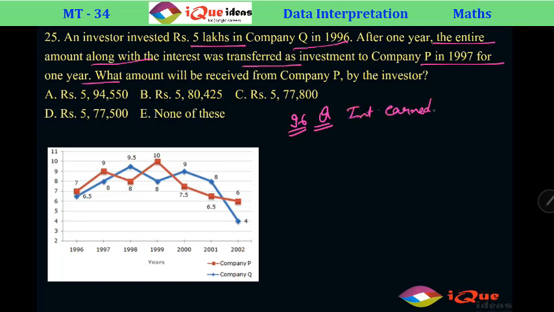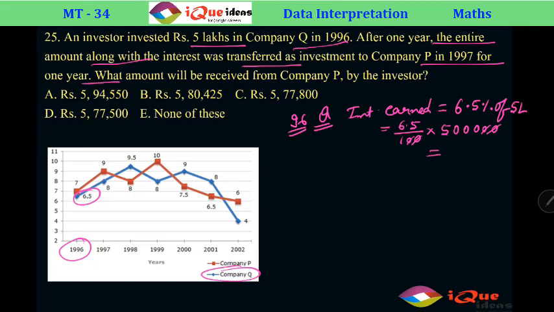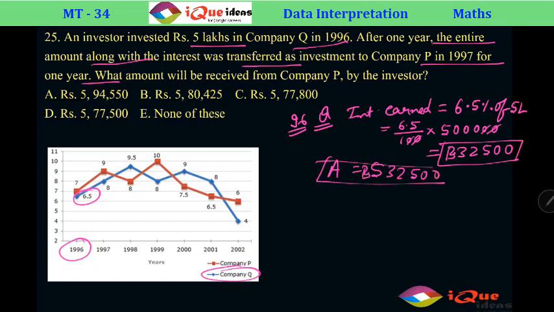Interest earned will be equal to, you have to be careful, Q 96. So 96, Q is the blue one, that is 6.5%. So it is equal to 6.5% of 5 lakh. Simplify this, it will be 6.5 upon 100 into 500,000. 2 zeros are cancelled. 0.65, if you multiply, it will be 65 into 5, that will be 32,500. So 32,500 is the interest earned. So the final amount will be, the amount was 5 lakh and 32,500 was added, so 532,500. This is the total amount after the end of 1 year 96.